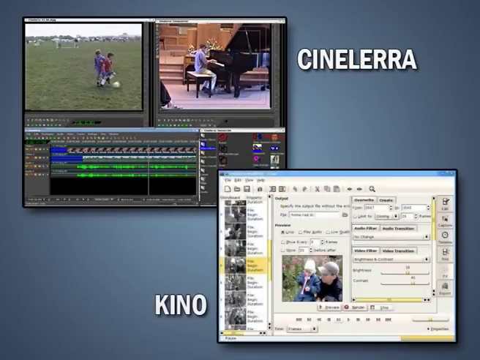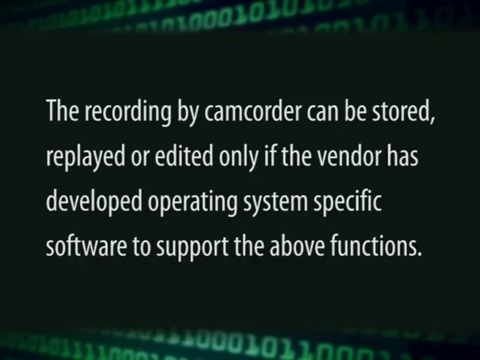The users of the other operating system often are unable to receive support for these devices. However, these days there are open source products such as Cinelerra and Kino written for GNU/Linux operating system that do allow full editing of some digital formats on alternative operating systems like Linux. These operating systems have softwares to edit digital video streams in particular. In short, the recording done by the camcorder can be stored, replayed or edited only if the vendor has developed the operating system specific software to support the above functions.